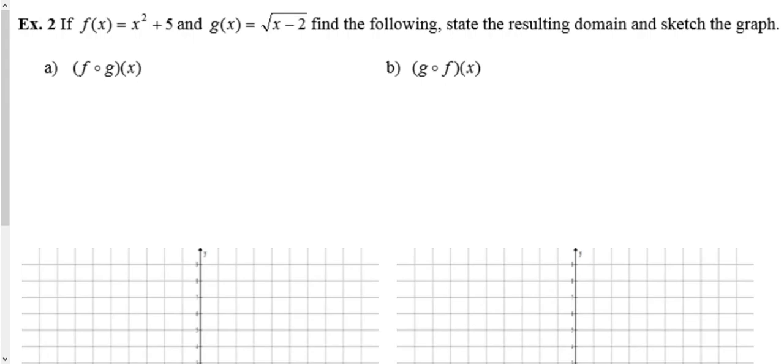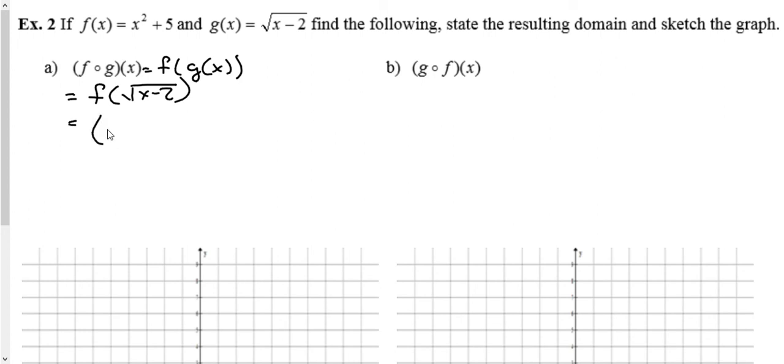In example 2, we're asking you, given this function f of x and g of x is this one here, square root of x minus 2, find the following, state the resulting domain and sketch the graph. So what is f of g of x? This is the same thing as saying f of g of x. So we're going to take g of x and sub it in. So this is the same thing as saying f of, and our g of x was square root of x minus 2. And we're subbing that into our equation for x here, or for f of x.